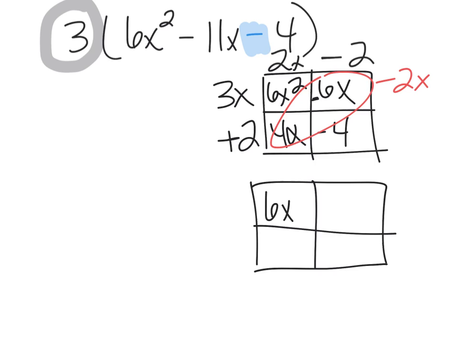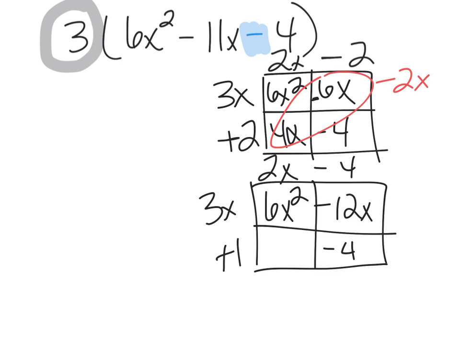So 6x squared, negative 4. Still going to do 3x and 2x. Let me do negative 4 and positive 1 now. 3x times negative 4 is negative 12x. 2x times 1 is 2x. That's negative 10x. Well, that's not going to work.